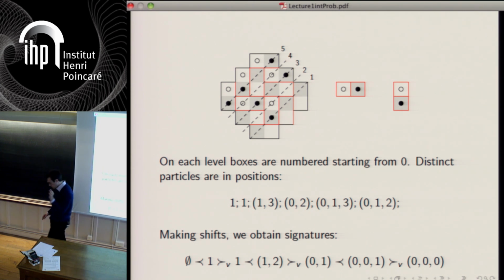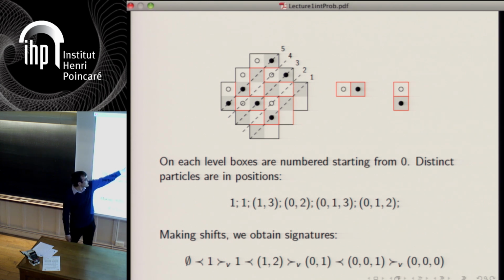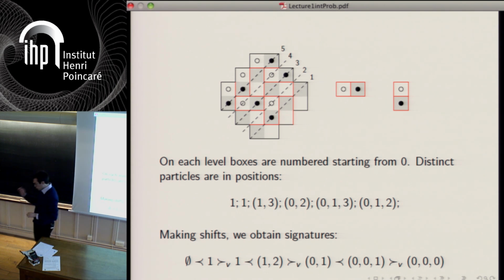So I number each position by integer starting from 0. Then on the first level, I have particle position 1. On the second level, this is 0, 1, 2, I have particle position 1 as well. Then here I have 0, 1, 2, 3, so I have particles at 1 and 3, and so on. So I just put positions of these particles. And now I make a shift back.